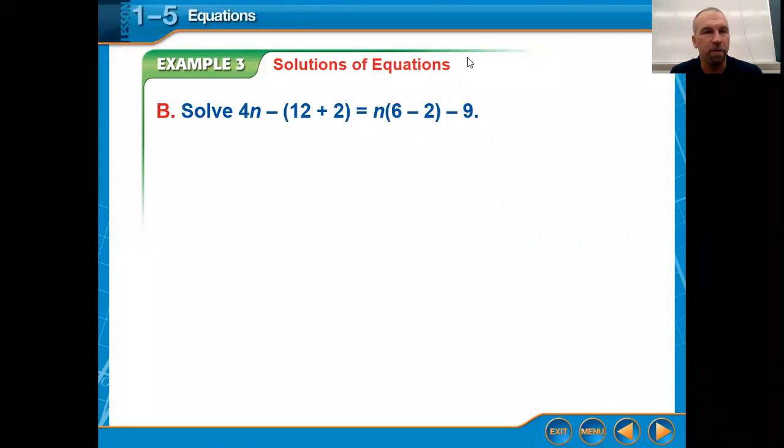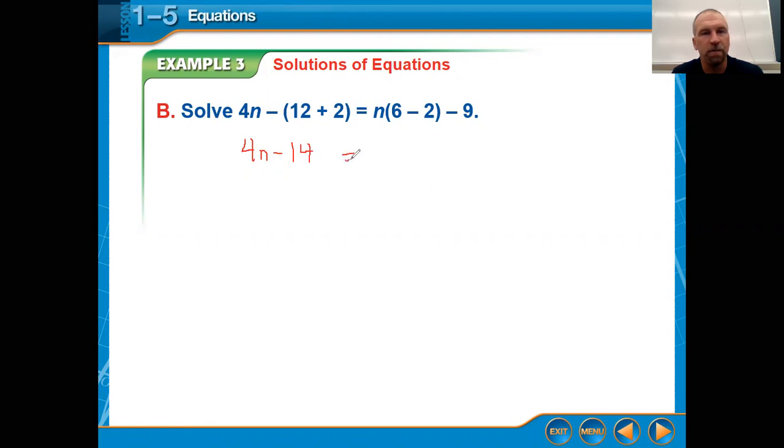I'm going to follow the steps in the order of operations. I'm going to simplify what's in the parentheses on both sides of the equation right here first. So I'm going to bring down this 4n minus, and 12 plus 2 in parentheses is 14. I don't need parentheses anymore now because it's just minus that total. So it's 4n minus 14 on the left side.